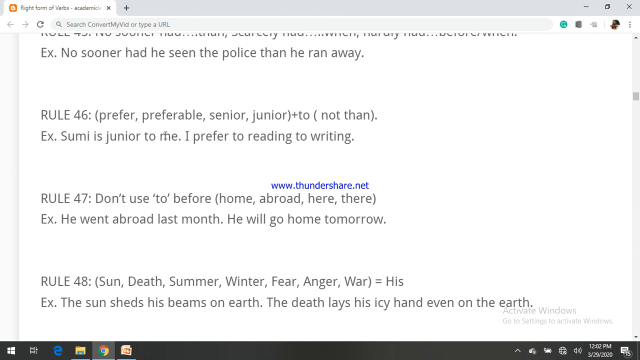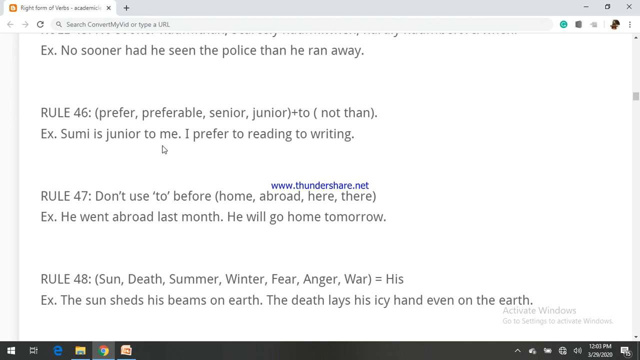Rule 46. Preferable, senior, junior, plus to. After these words, to is mandatory. Let's say Shumi is junior to me. These ones are called Latin infinitives. After these Latin infinitives, preferable, senior or junior, plus to. Shumi is junior to me. I prefer reading to writing. After these words, to is mandatory.